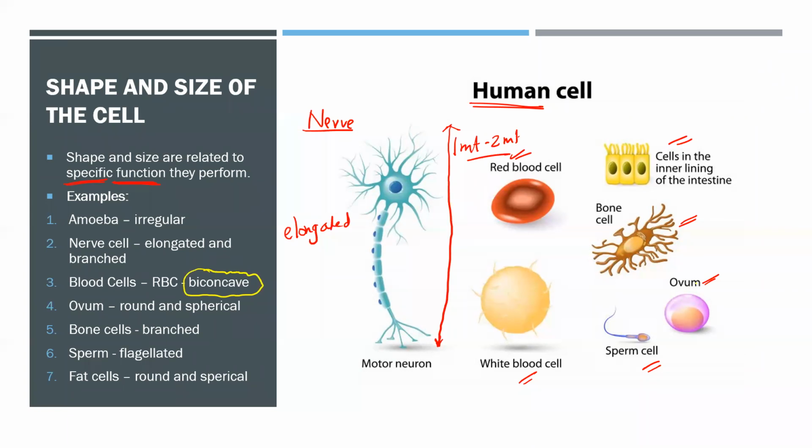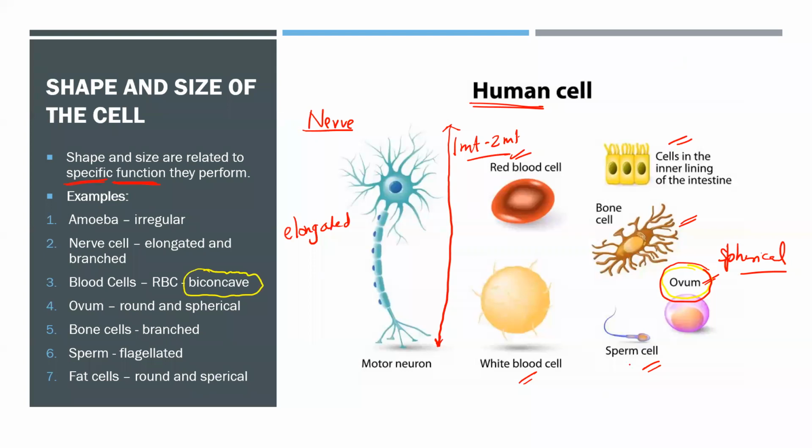Now let's talk about ovum. Ovum is actually a female reproductive cell, as you have studied in your 8th class also in the chapter reproduction. Okay, so ovum is the reproductive cell in the female body. This particular cell is spherical in shape. Spherical means like a ball. Like a ball, beta.